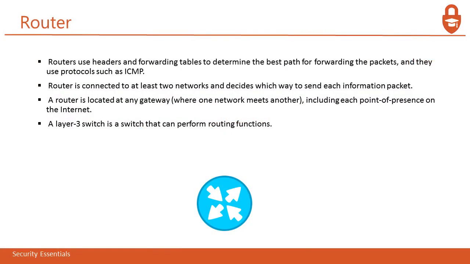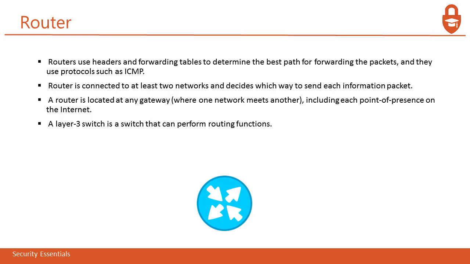Routers use headers and forwarding tables to determine the best path for forwarding packets, and they use protocols such as ICMP. So as I've already discussed, a router is used just to forward a packet. It routes a packet. And a router is connected to at least 2 networks and decides which way to send each information packet. A router is located at any gateway where one network meets another. This is similar to where the internet meets the internet, and it includes each point of presence on the internet.